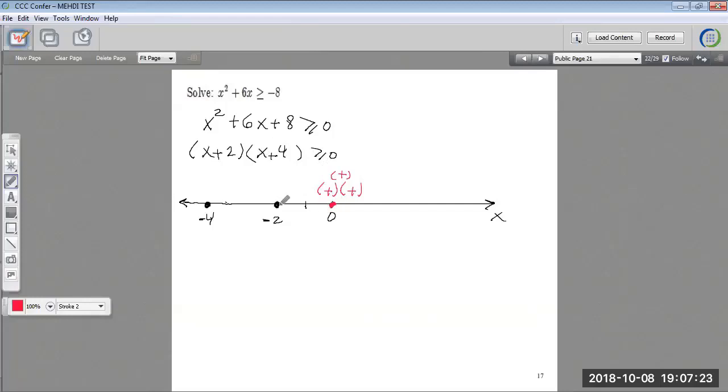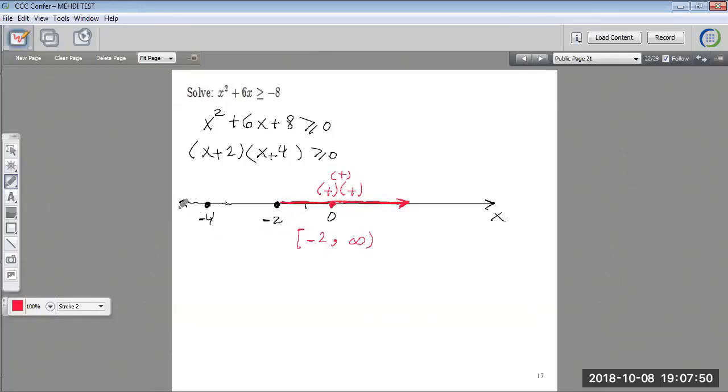So because 0 checked out, any point within this region would be the solution. So if I were going to write this in interval notation, I would put brackets because -2 is also included. It's equal to, would be all the numbers from -2 to infinity would be my solutions.